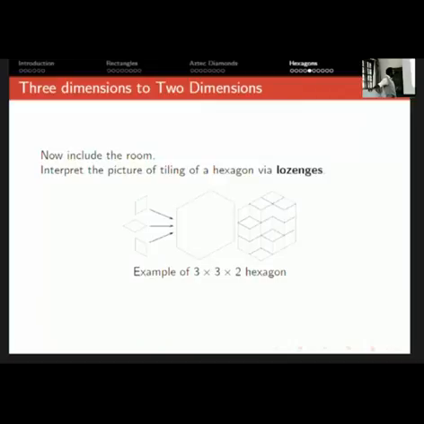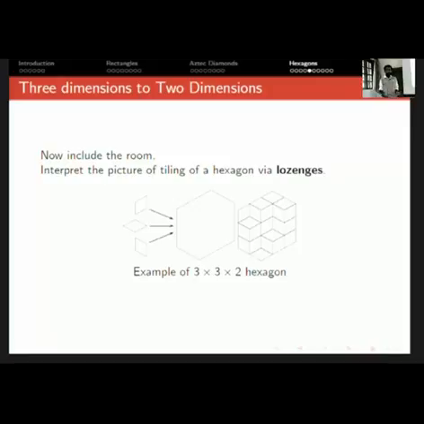So here is a 3 by 3 by 2 hexagon, and I want to tile it with these three fellows. Here is one example of a tiling. Now here is where your brain messes with you. This is really a two-dimensional tiling, but the brain interprets it as perspective. So for example, you think there are two boxes here, one box here, and no box here. You can also see it the other way around. There are two dual ways of seeing this.